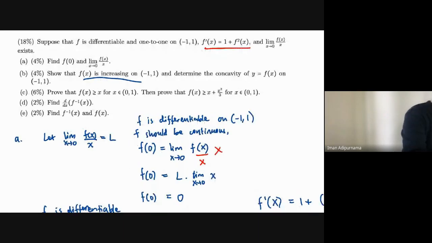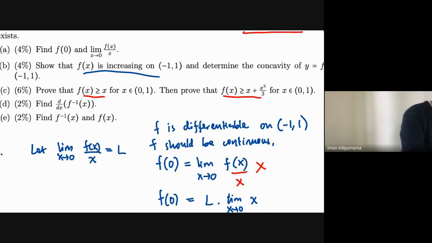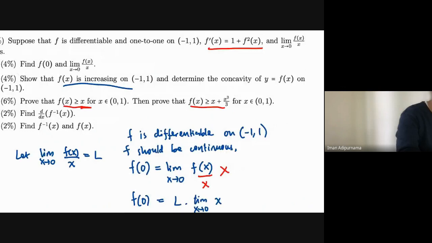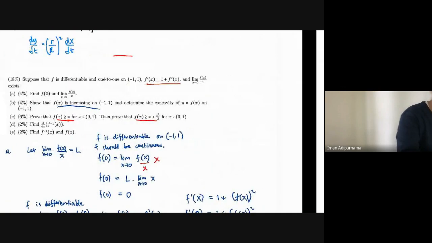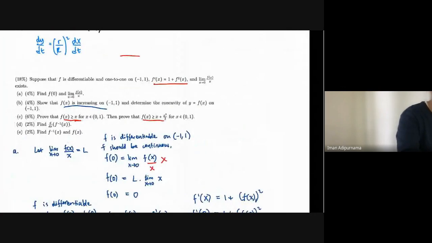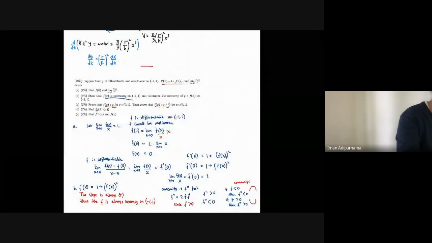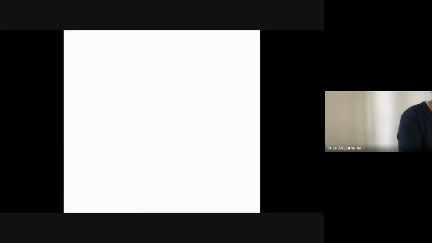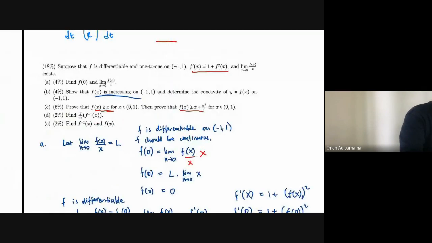Prove that blah blah blah, and the other one here. I think the first one is important to prove the second one. Let me make another page. Okay, so we need to prove. Let me write the question.